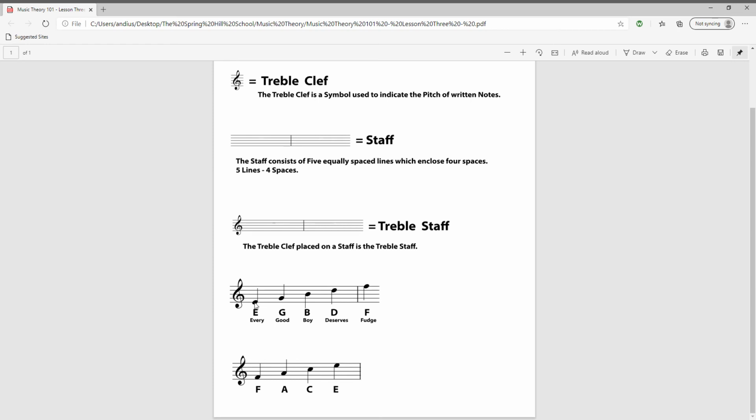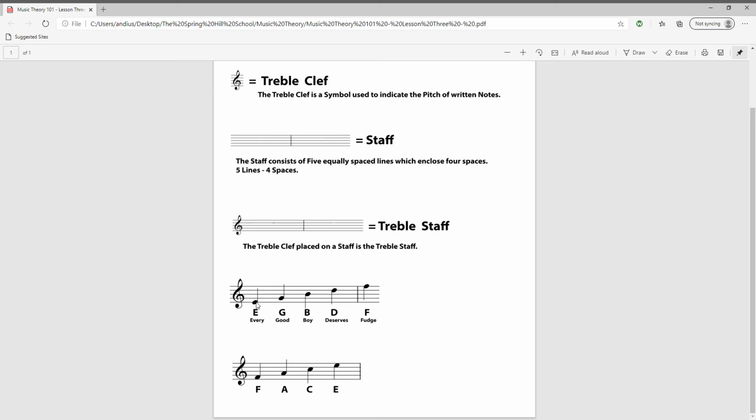So the bottom line is an E. The second line is a G. The third line is a B. The fourth line is a D. The fifth line is an F. The way to remember this is to say, every good boy deserves fudge.